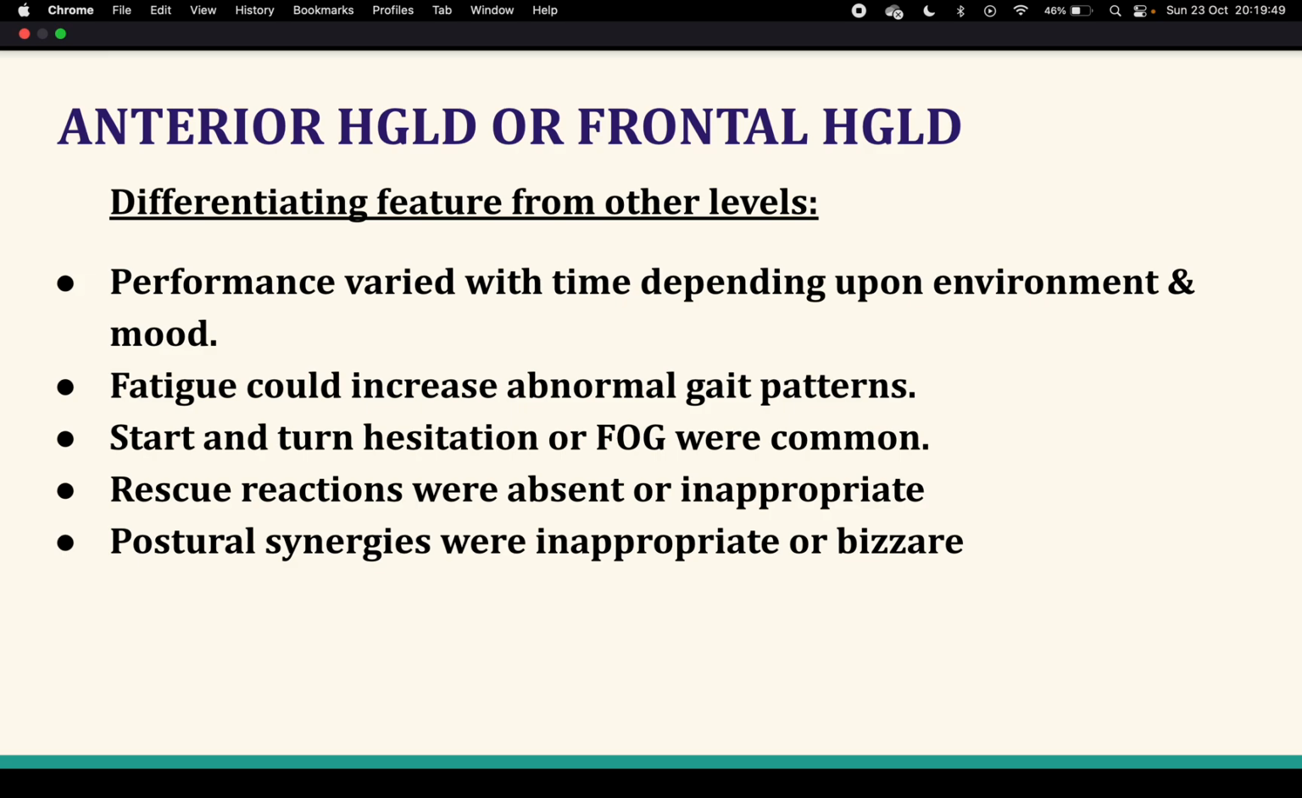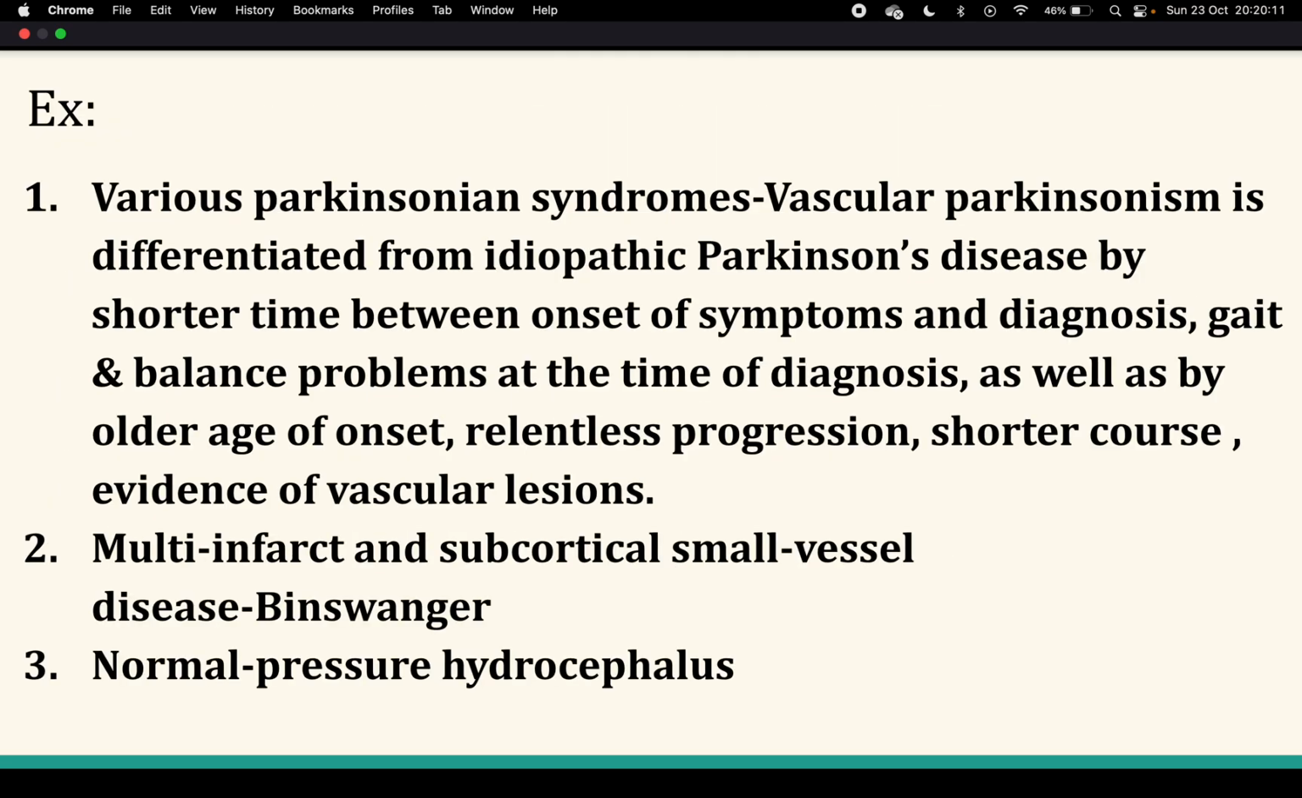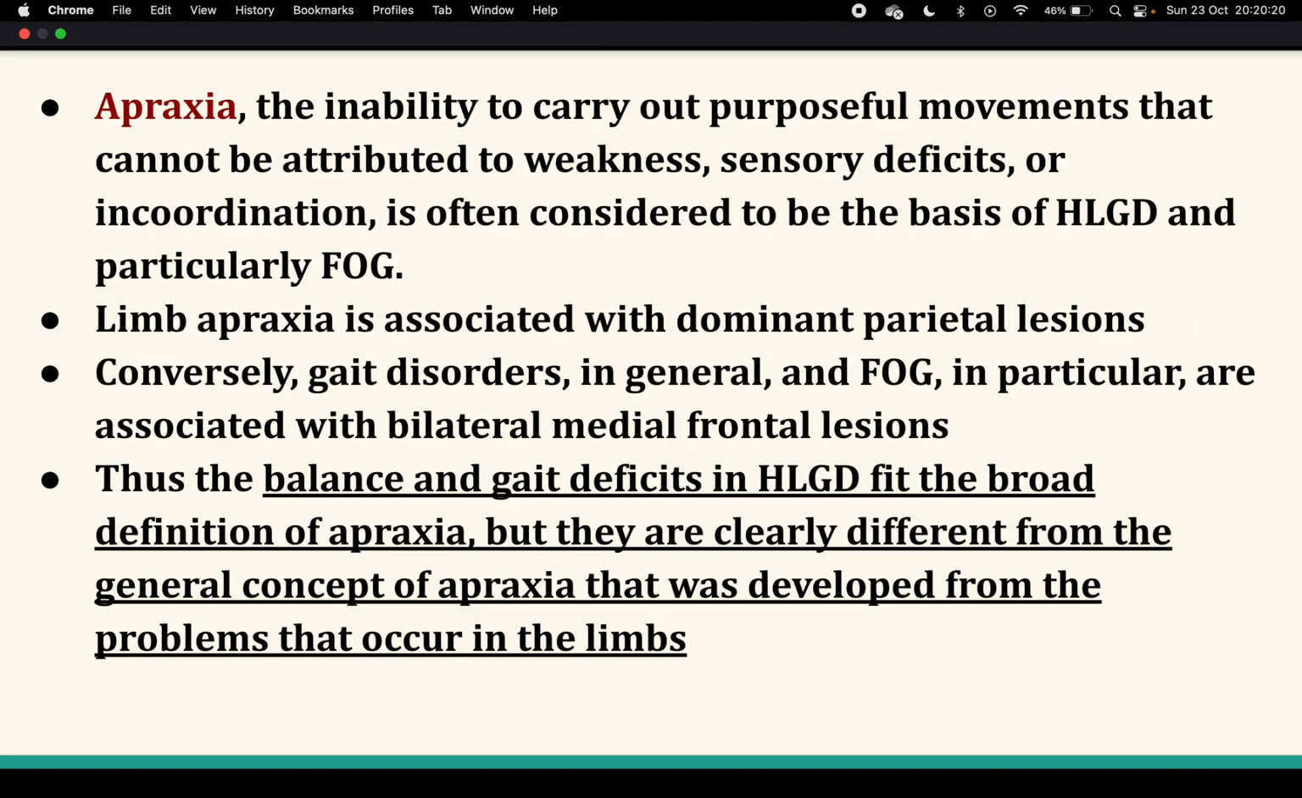How can you differentiate this from the other levels? Here, performance varies with time depending upon the environment and mood. Fatigue could increase abnormal gait patterns. Start and turn hesitancy or freezing of gait is common. Rescue reactions are absent. Postural synergies are inappropriate. Examples are Parkinsonian syndromes, multi-infarct states, and normal pressure hydrocephalus.